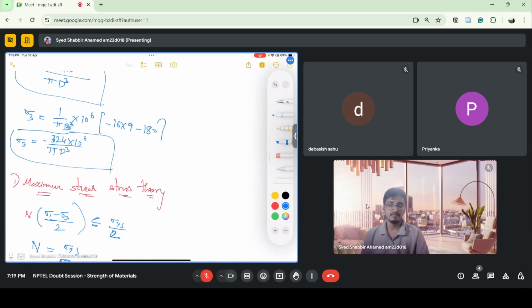Okay. Next, we'll move to the other part which was discussed this week. That is about the columns. Okay, stability of columns.